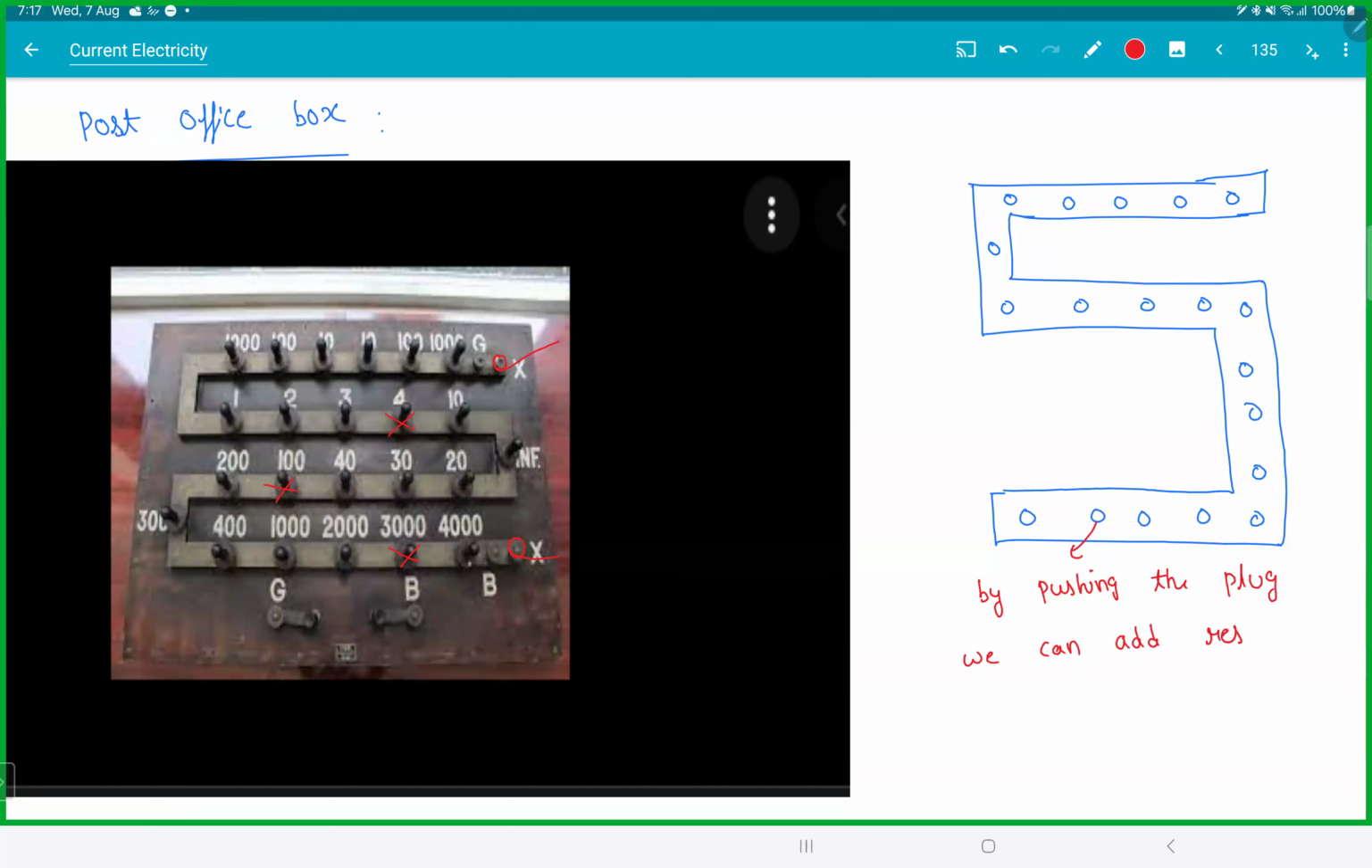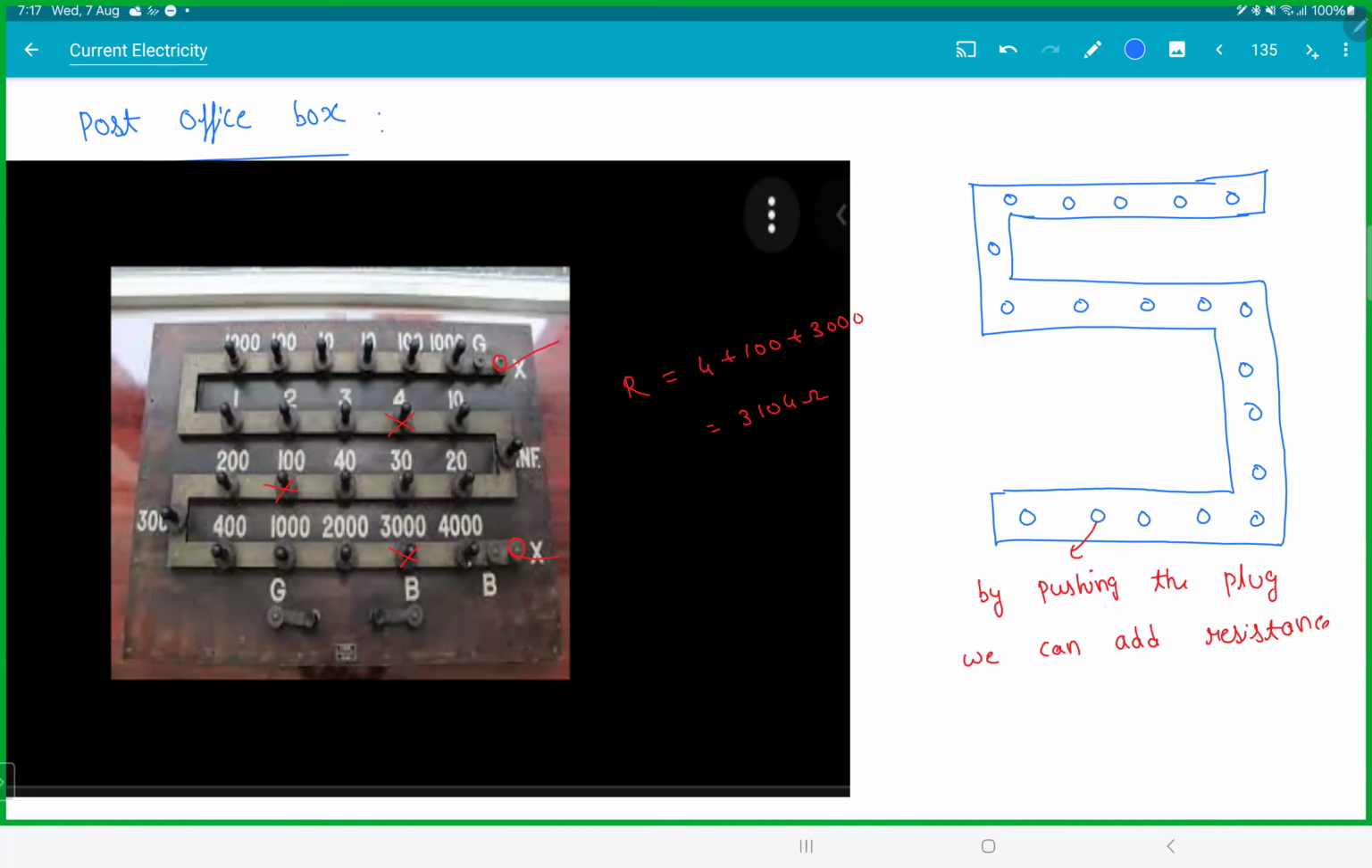So basically, this is a device where you can change the resistances. For example, in this example, I pushed 4, 100 and 3000. So I created a resistance between these two terminals of 4 plus 100 plus 3000. That is the meaning of it. So you have created 3104 ohms. You're getting it? So by putting different plugs, I can create different resistance combinations. Clear with this? So instead of a jockey, this is another way. I know that's a rheostat, but this is an old thing.